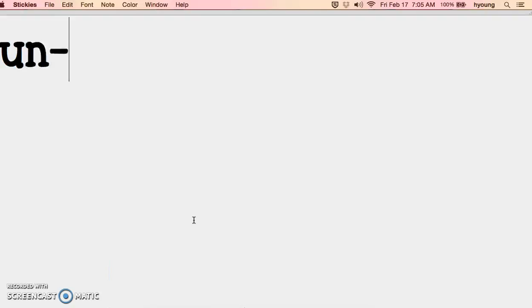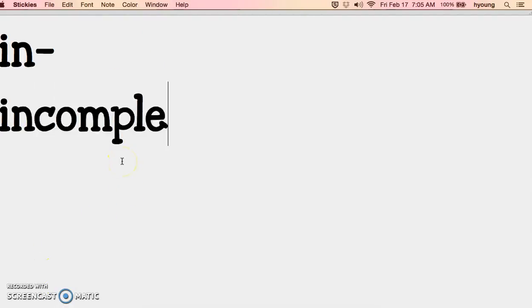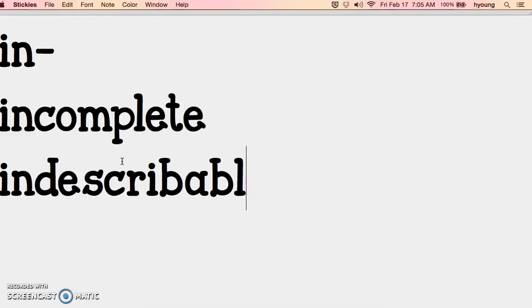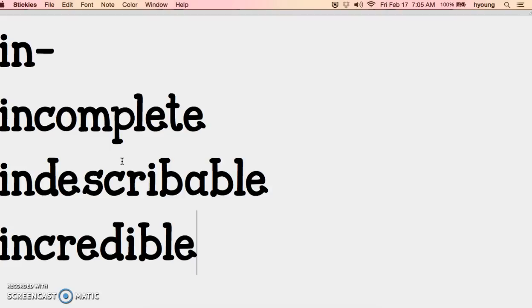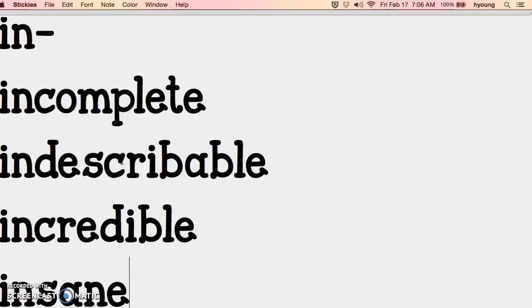So now that we've covered un, let's do a few examples with in. In means not, in the case that we're studying it. It has other definitions also, but we're going to focus on not. So can you think of some words that start with in? We could be incomplete. Something could be indescribable. We could find something that is incredible. Or we could describe something as being insane.